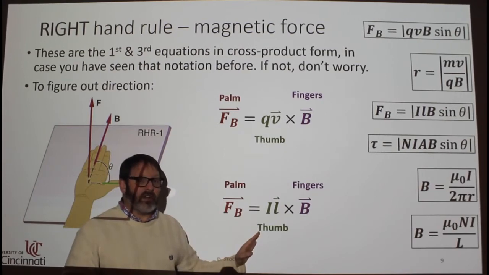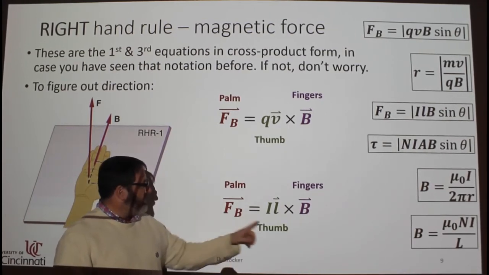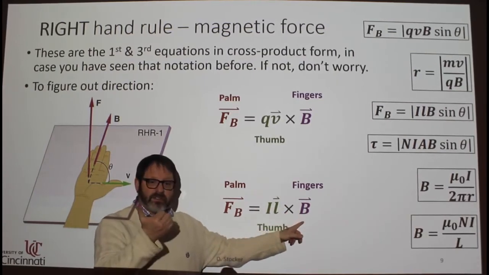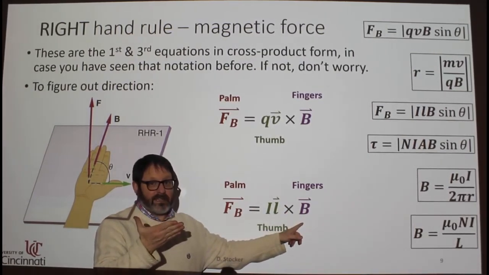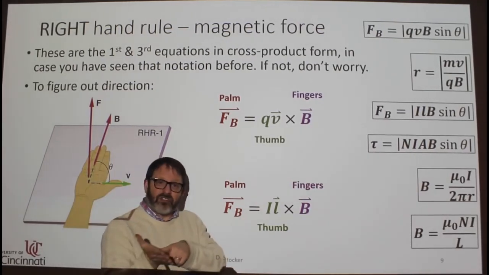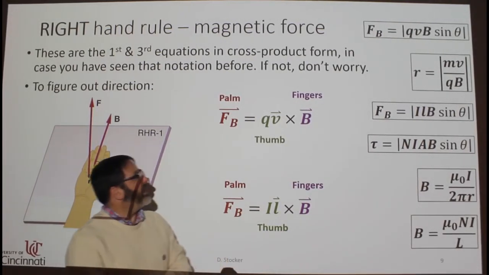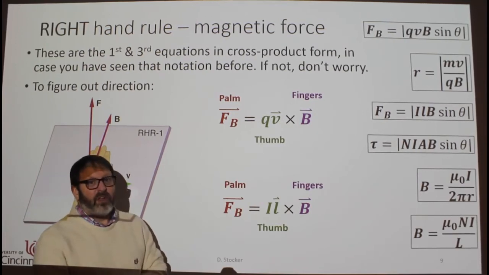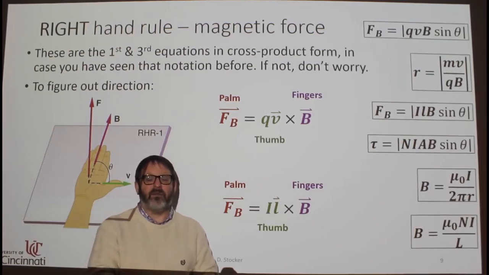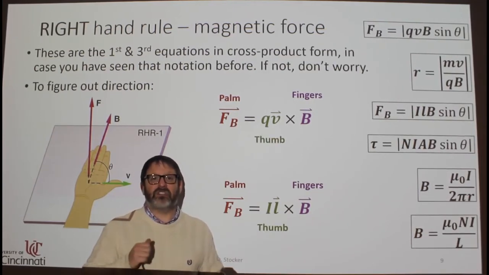If you're talking about current, it's the same thing. Put your thumb in the direction of current flow. Put your fingers in the direction of the magnetic field, the external magnetic field. And then your palm will point in the direction of the force. That is the right-hand rule for magnetic force. Don't forget there will be a second right-hand rule coming up later that will show the magnetic field that's created by a current.